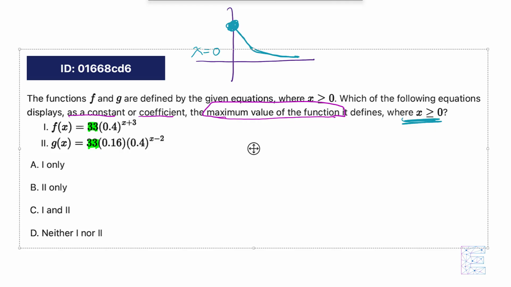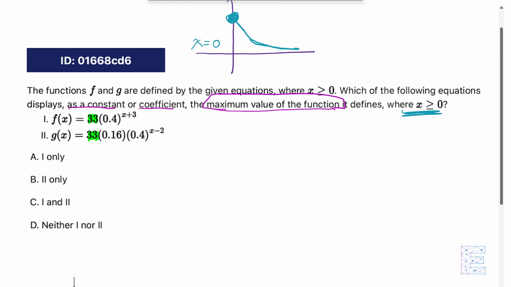We're going to simply plug in 0 into each of these functions. So the first one, make the x plus 3 a 0. 0 plus 3 is 3. So we would have 33 times 0.4 raised to the third power. When you do the math for this one, you'll find that you don't end up with either the 33 or the coefficient. So 1 doesn't work. Any answer that features 1 then cannot be right. So we can eliminate A and C at this point in time.